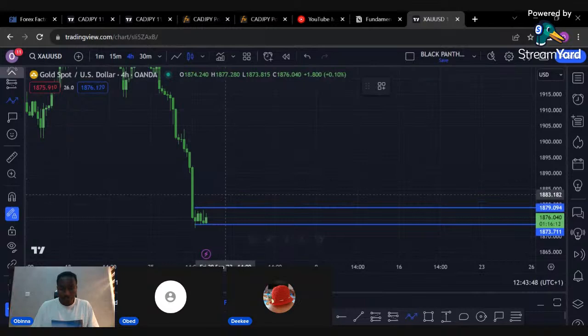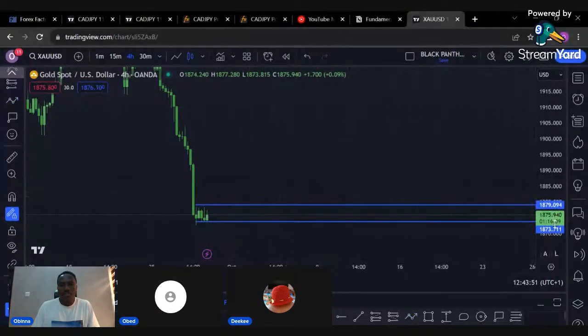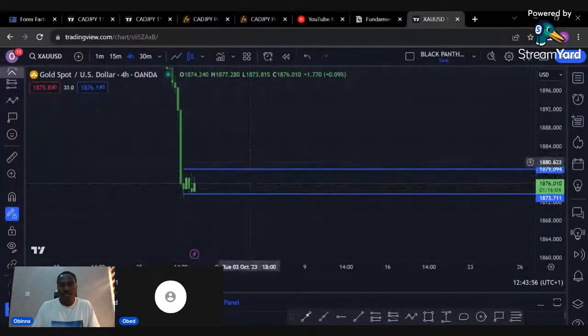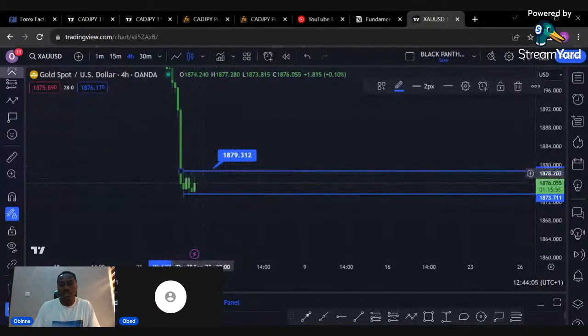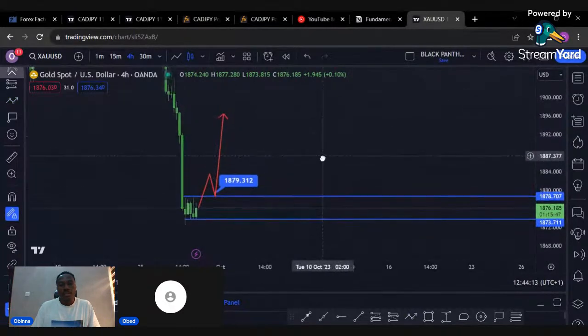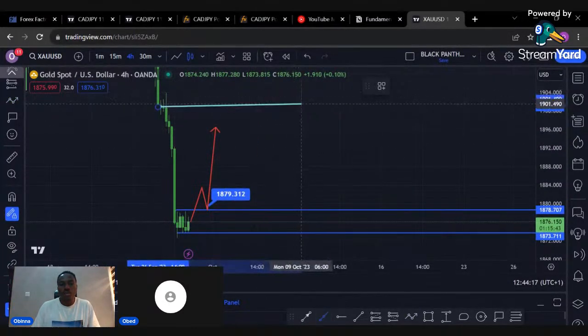But for me, if you want to look for buys, it needs to break out of this range. So there's a range here. This price point is 1879.31. So you need to see price break out of this range and retest so that you can look for buys. I won't be looking for buys honestly because this is a strong push towards the downside.